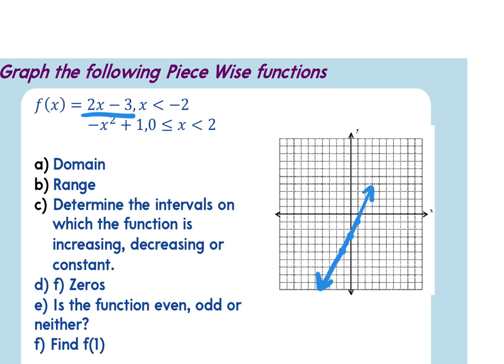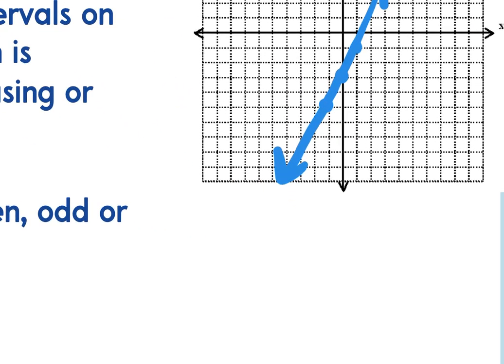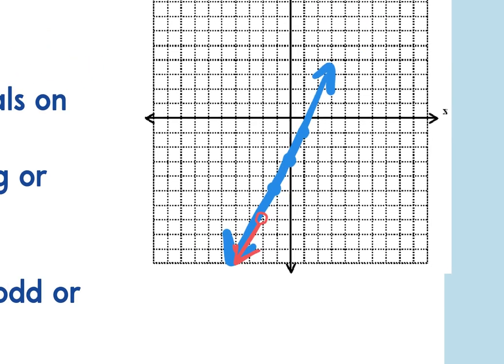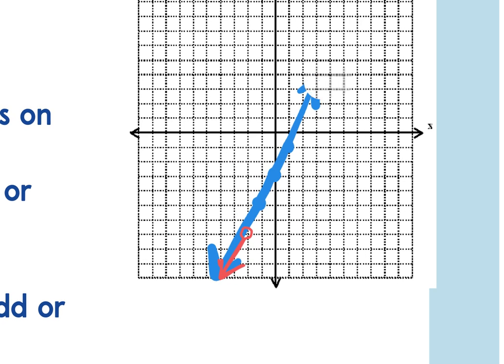I only want this where x is less than negative 2, however. So I'm going to go to where x is negative 2. On the graph, that would be here. It's an open dot because it can't include it. And I would shade everything to the left of it. And I would get rid of everything else.